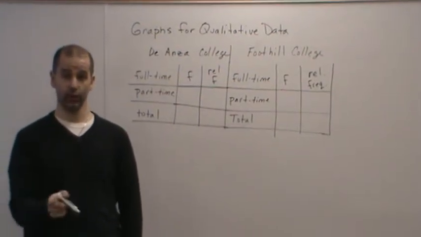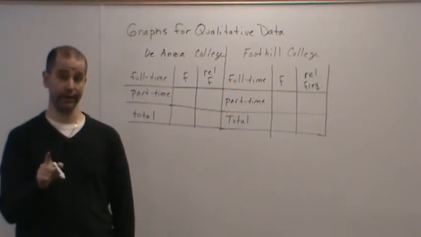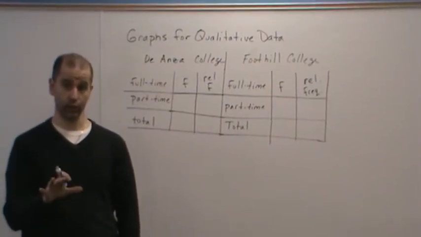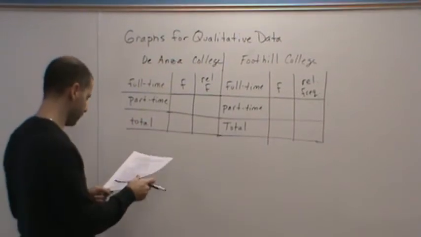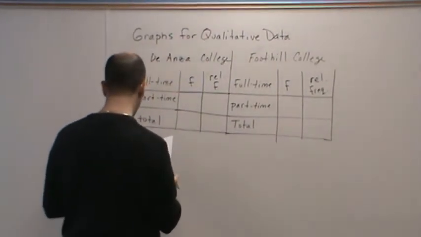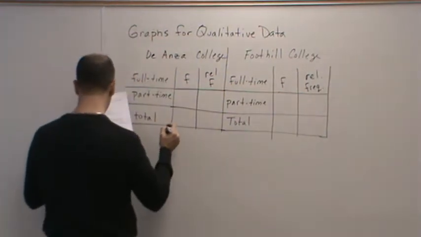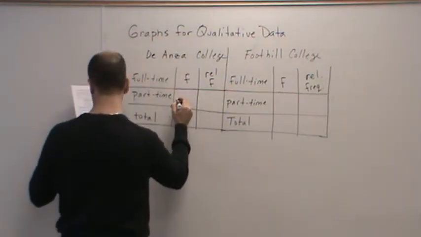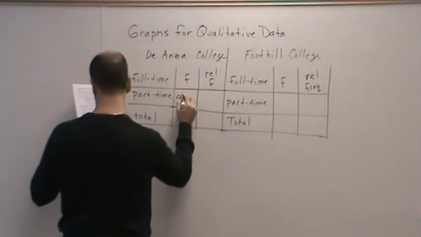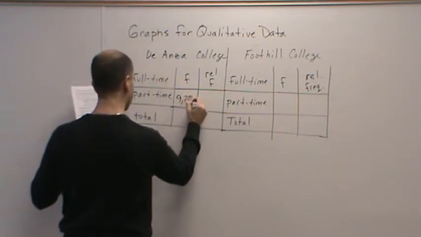Okay, so here's another definition that you're going to want to write down, that you're going to want to know how to do. Okay? So the frequencies for the number of students are as follows. So this is 9,200.